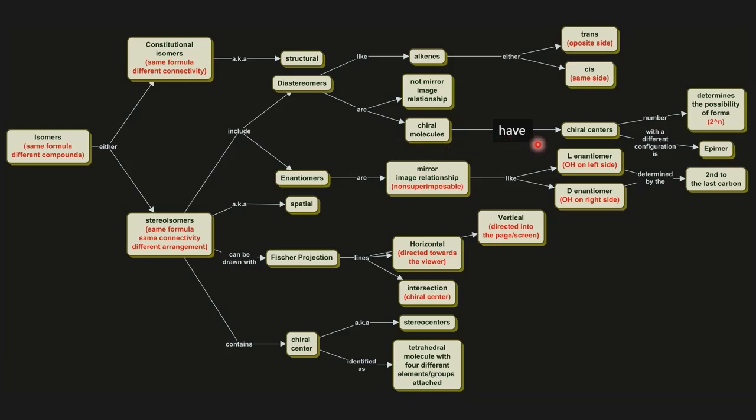They have chiral centers where different groups are attached to the same chiral center but on the opposite side, for example, and that is a special type of diastereomer called an epimer. From the chiral centers, we can determine the number of possible forms of our stereoisomers by using the formula 2 raised to the power of n, where n is the number of chiral centers. And so that's it. I hope that you enjoyed this very simple conceptual summary about chirality and isomerism.